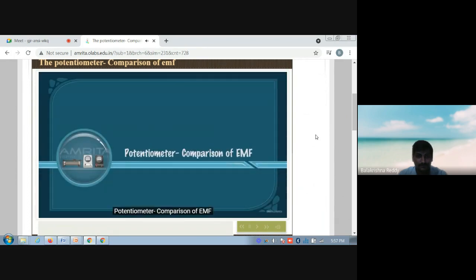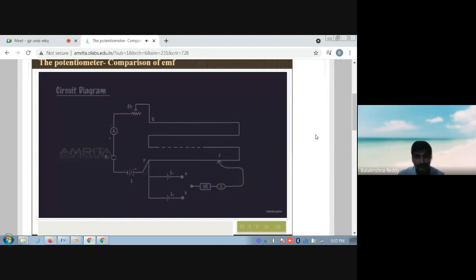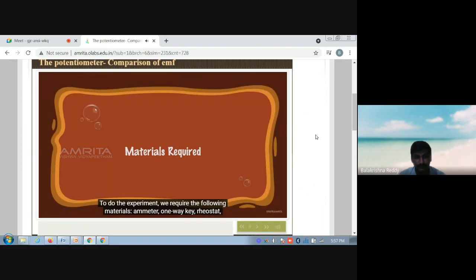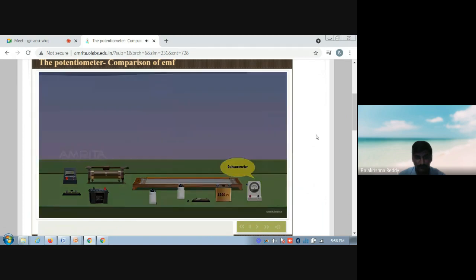Potentiometer comparison of EMF. Circuit diagram. Materials required: ammeter, one-way key, rheostat, battery, potentiometer, Daniell cell, Leclanche cell, two-way key, high resistance box and galvanometer. Procedure.